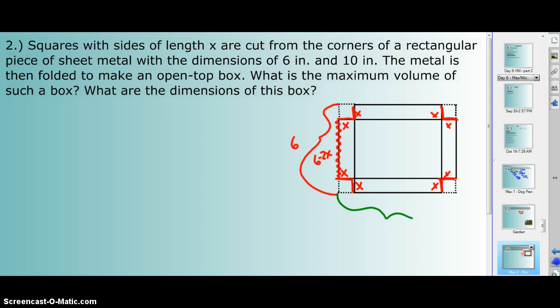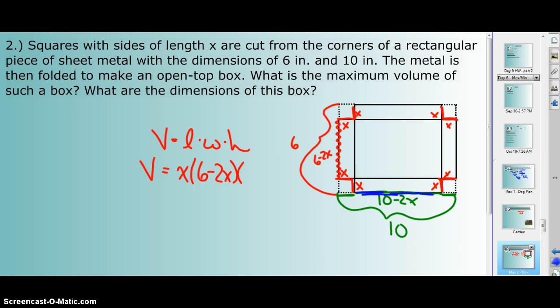Same thought process here. This whole length is 10. I'm cutting off the x there and the x there, and this dimension will be 10 minus 2x. Let's get a different color. This one right there. So volume is length times width times height. And we're going to say, okay, x times 6 minus 2x times 10 minus 2x.